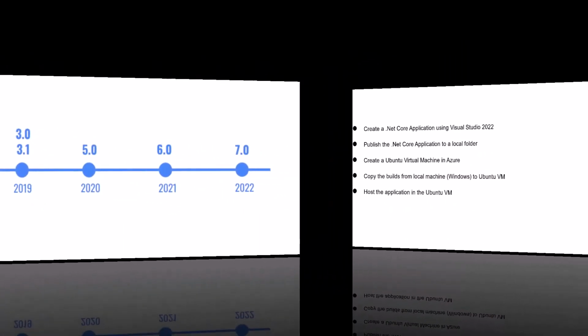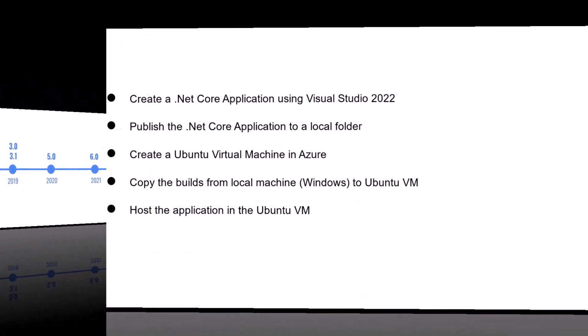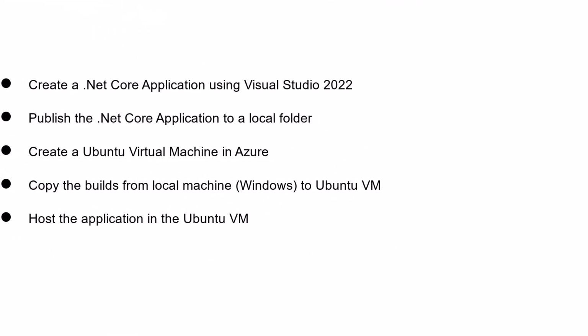Today, I am going to demonstrate the process involved in building and deploying a .NET Core application into a Linux environment. For the purpose of this demo, I will be using Visual Studio 2022 to develop the application, which will be developed in my local computer, which is Windows 11, and later deploy this application to a virtual machine in Microsoft Azure.